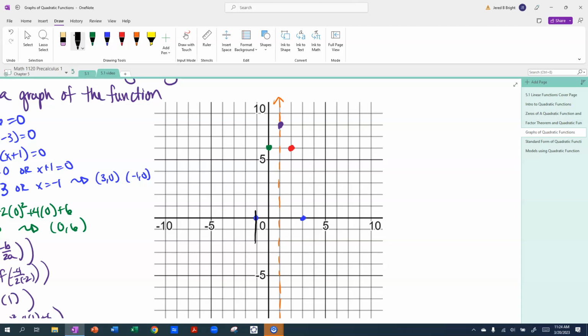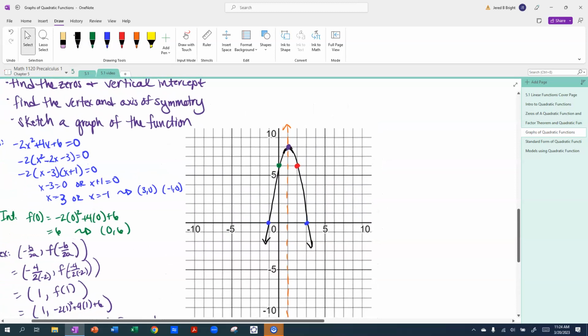Then I have enough, and I know it opens down, so I'm going to make my parabola nice and rounded, something like that. Maybe I want to make that just a little bit better, like that. It should roughly fold in half. Visually, when you're graphing these parabolas, make sure that at the vertex it's rounded. It shouldn't be a point. That's one critical thing.